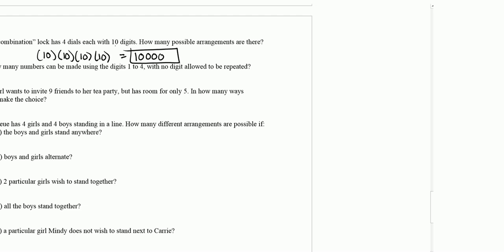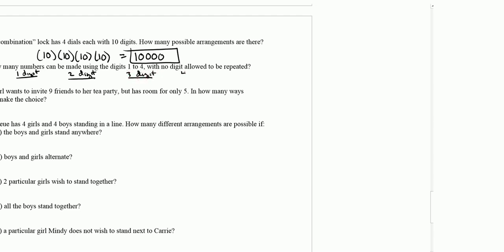36, how many numbers can be made using the digits 1 to 4 with no digit allowed to repeat? So how many numbers? So you can create a 1-digit number. You got 4 cases, right? You got your 1-digit number. You got your 2-digit numbers. We can create a 3-digit number.